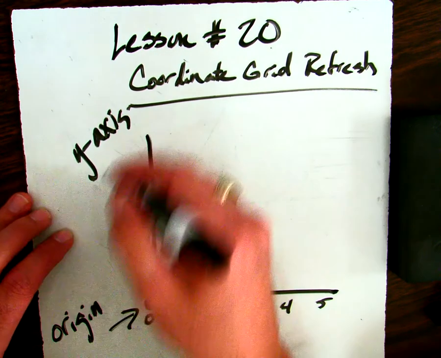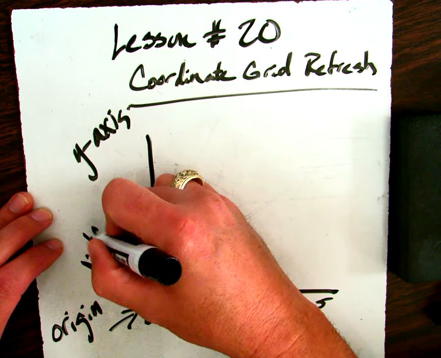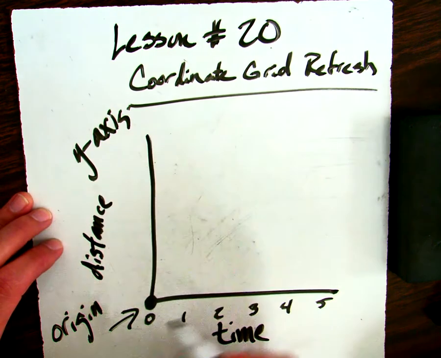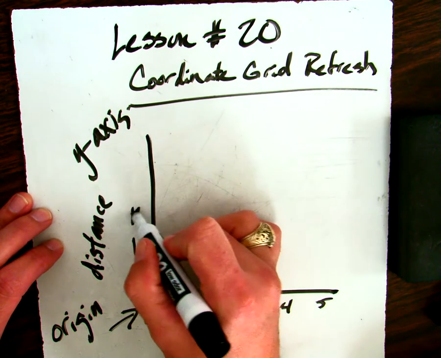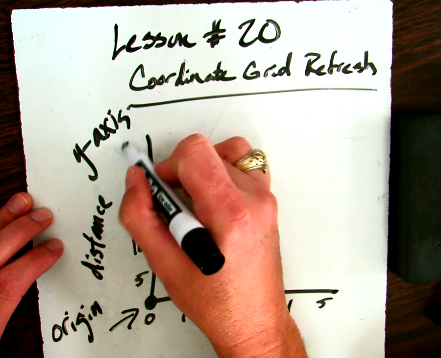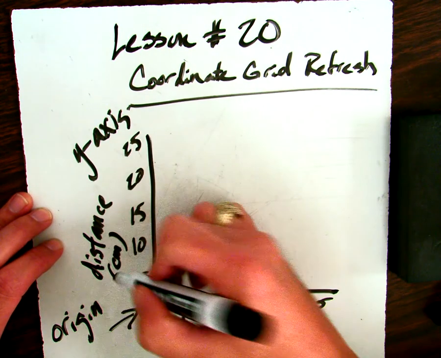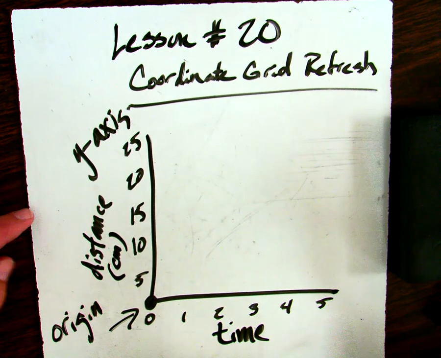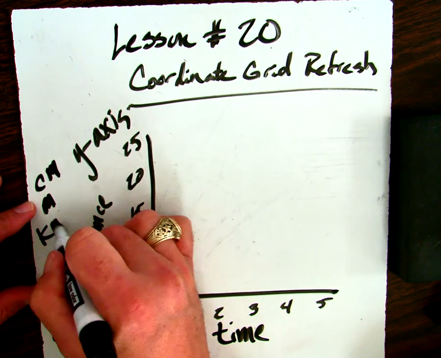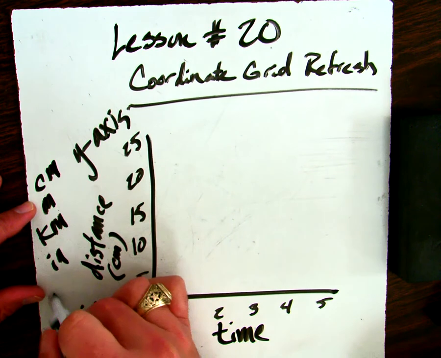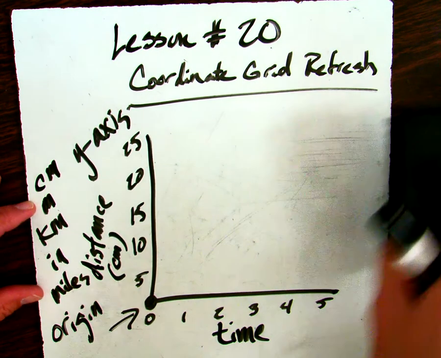Over here on our y-axis is going to be our distance. Now our distance, just for this example, I'm just going to put 5, 10, 15, 20, 25. And I'm going to call this centimeters. But our distances could be anything from centimeters to meters, kilometers, inches, miles. All of those things are going to be our units of measurement.